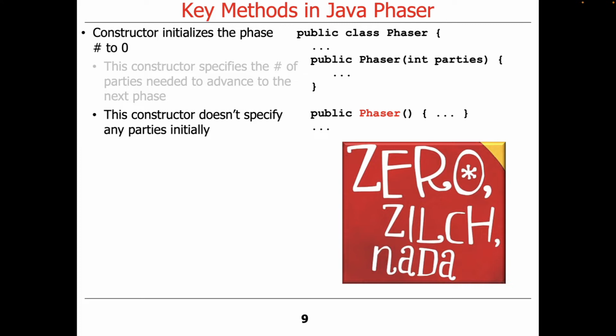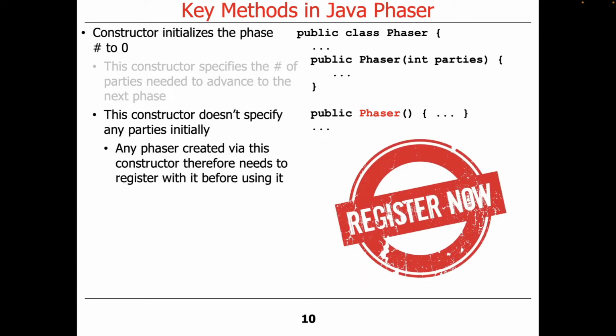This constructor, the default constructor, doesn't specify any parties initially. They're going to have to be added through other means, and therefore, you'll have to register other parties in other ways. And we'll see there's a bunch of different ways to do that. There's ways to register a bunch of parties all in one fell swoop. There's ways to register parties one at a time as they come online, and so on and so forth.